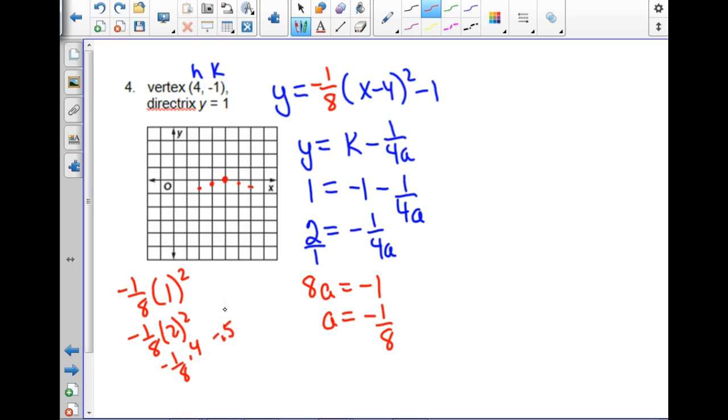So we decided that the best one to do if you had a negative 1/8 was 4. So let's not do the 3 squared. Let's do 4 squared, which is negative 1/8 times 16, and that gives me negative 2. So down 2, right 4. Down 2, left 4. And then sketch.